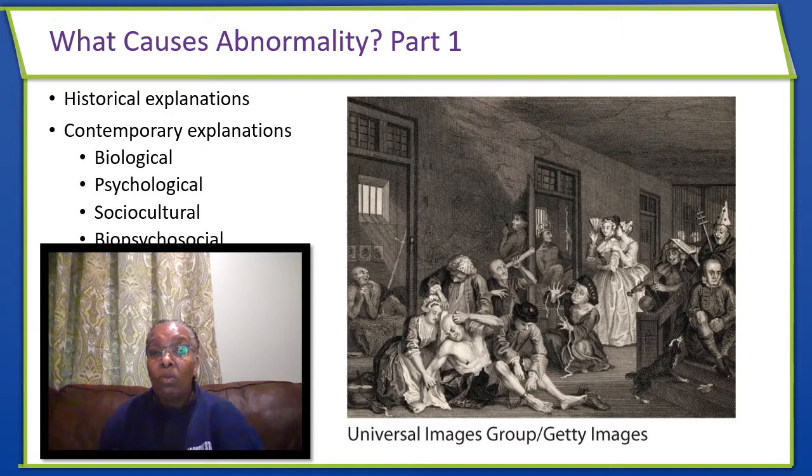So we're going to start taking a look at what might cause abnormality. Centuries ago, there were explanations that centered on forces that we would largely reject today, that being evil spirits inhabiting the body or soul, witches casting spells on you, or consequences of sin leading to a person's suffering. Those are the different historical explanations, but we also know that today there are other explanations that we would consider, that being biological, psychological, sociocultural, or biopsychosocial. And we'll get more into those different areas.